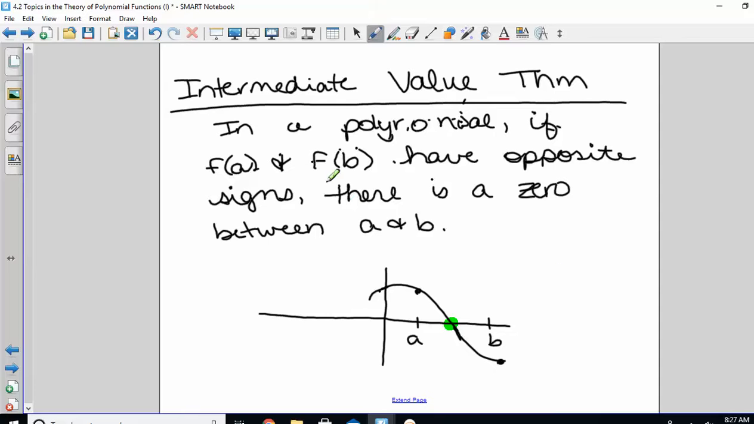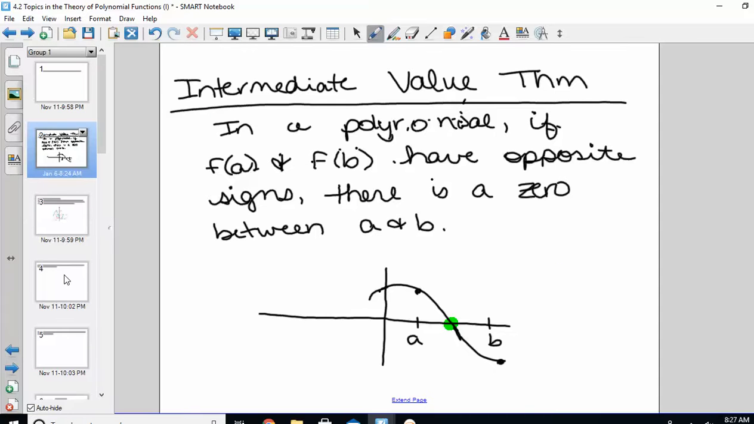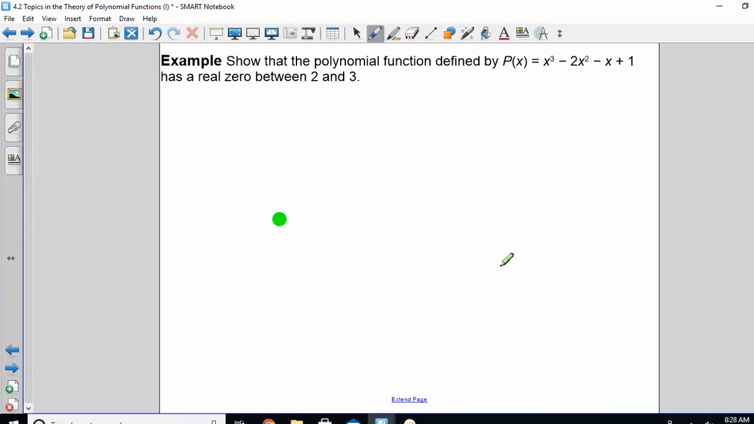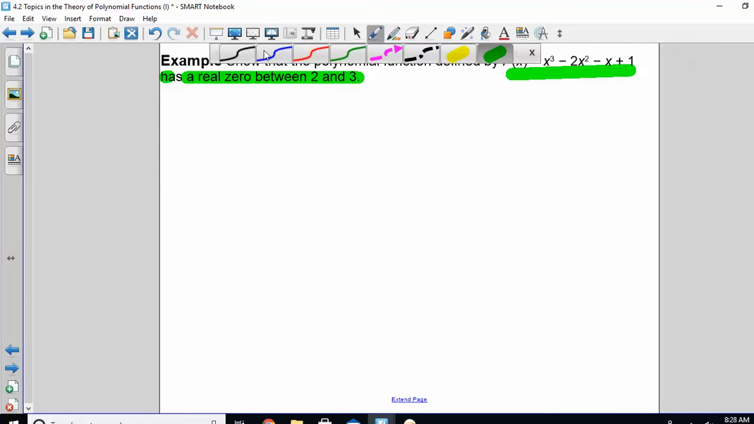Alright, so let's look at how I might ask you to use this right now. Here's my polynomial, x cubed minus 2x squared minus x plus 1. And I want to show it has a 0 between 2 and 3. I'm not even asking you to find out what it is. I'm just asking you to prove to me that something between 2 and 3 would make this equal 0.